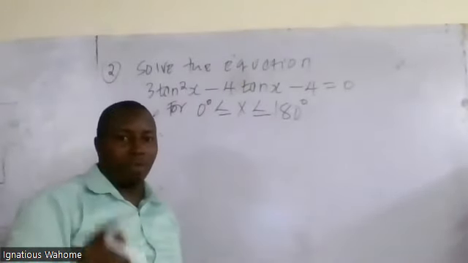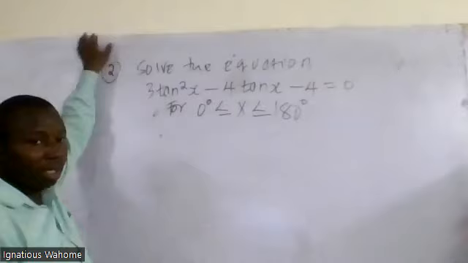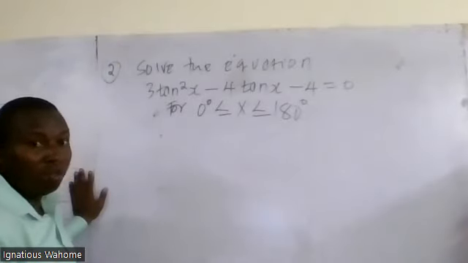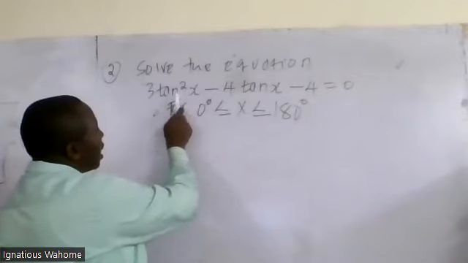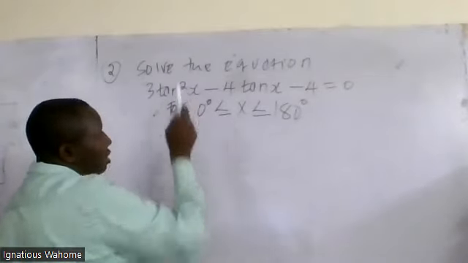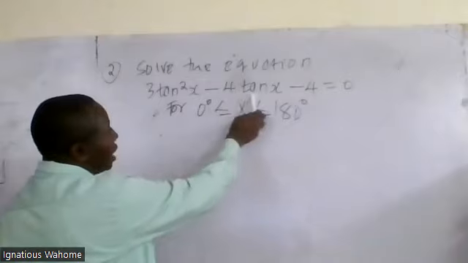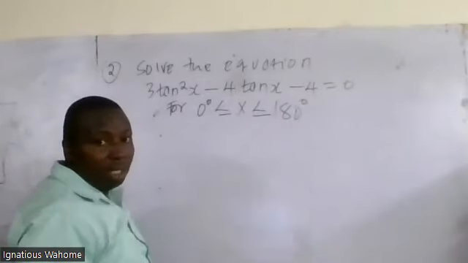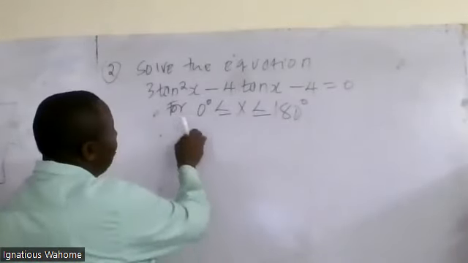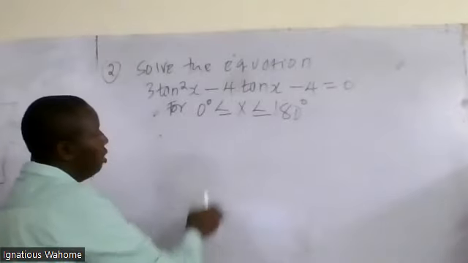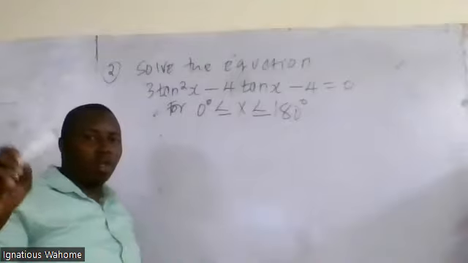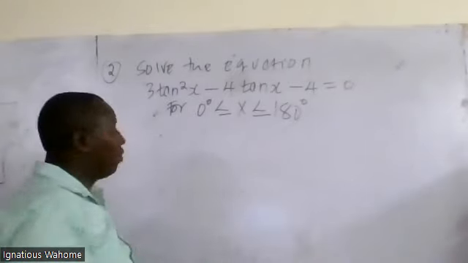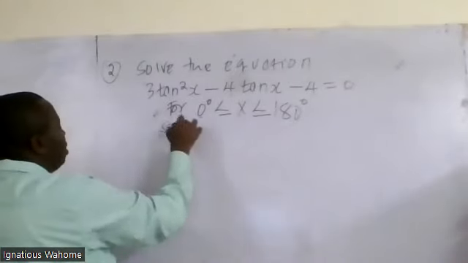So therefore, our second question here is this one, trigonometry 2, Form 4 work. You have 3 tan squared x minus 4 tan x minus 4 equals 0, for the values of x between 0 and 180. That will be the answer. The value of x should not go beyond 180 degrees. So therefore, let's start the solution for this.